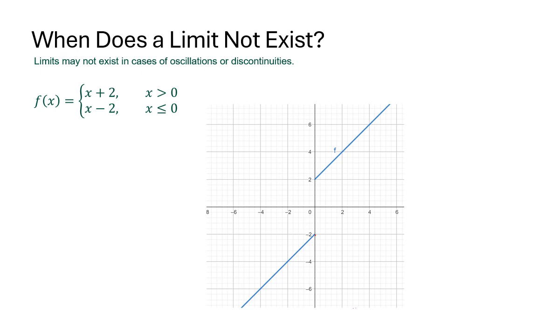So that's why, in this example, let's look at the limit from the left hand side, as x approaches 0. Looking at the limit of this function as x approaches 0 from the left hand side, the limit is minus 2. But when we approach from the right hand side, as x approaches 0, the limit here is 2. So we say here the limit does not exist.